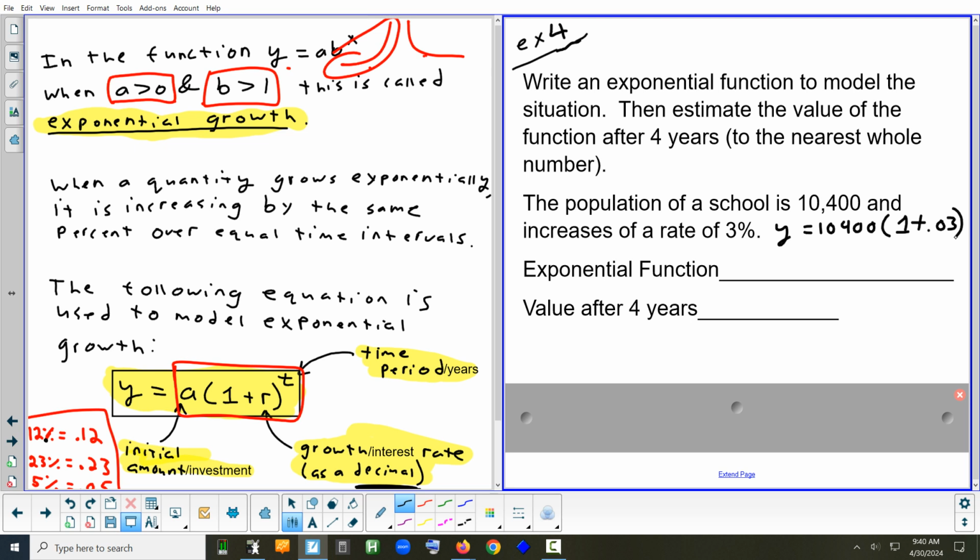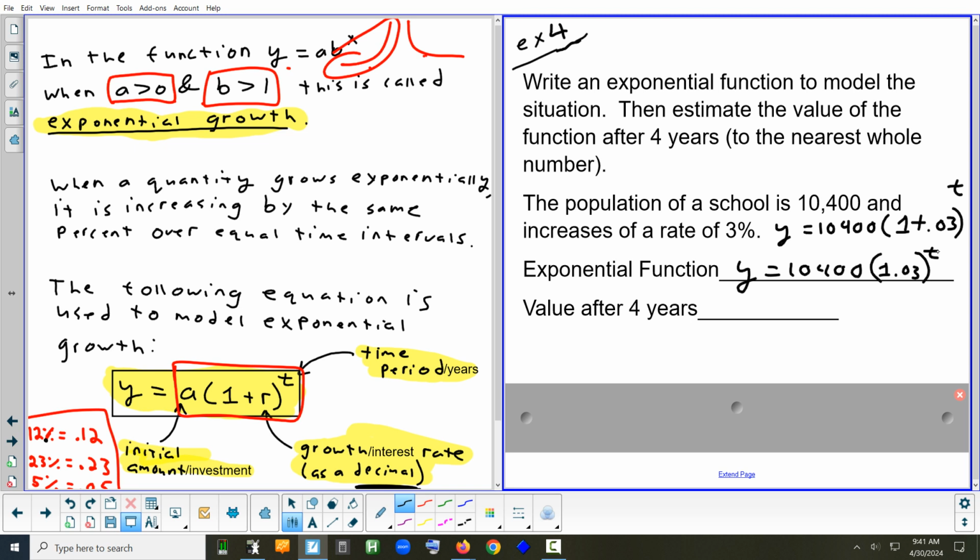And what goes as the exponent? We're not filling in a number for it yet. That's the second part. T. Right. For now, it just stays as t. So the answer for the exponential function is y equals 10,400. What's 1 plus 0.03? 1.03. 1.03 to the t. Okay, so that's the first part.